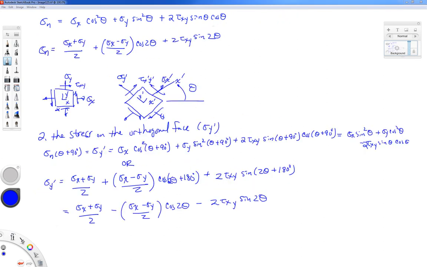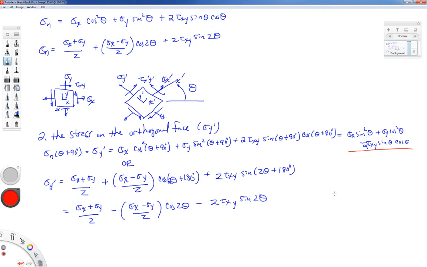All right, and so with a little bit of algebra, then we can put in theta plus 90 degrees, and we get, let me highlight it over here, sigma x cosine squared of theta plus 90 degrees plus sigma y sine squared of theta plus 90 degrees plus 2 tau xy sine of theta plus 90 cosine of theta plus 90 degrees. And we end up, in terms of theta, with this equation: sigma x sine squared theta plus sigma y cosine squared theta minus 2 tau xy sine theta cosine theta.